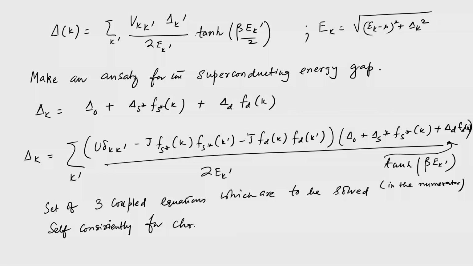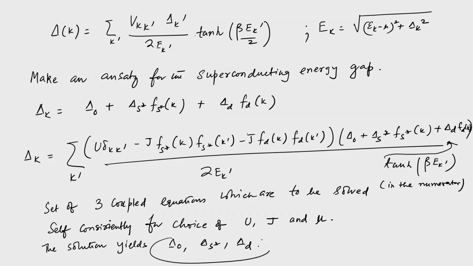for choice of u, j, and of course mu, and t is of course 1. I mean the hopping term t is equal to 1. The solution yields a delta 0, delta S star and a delta D, which are what we want, which are the gap functions in this particular symmetry channels, and these give the information that how they fall off as a function of temperature.